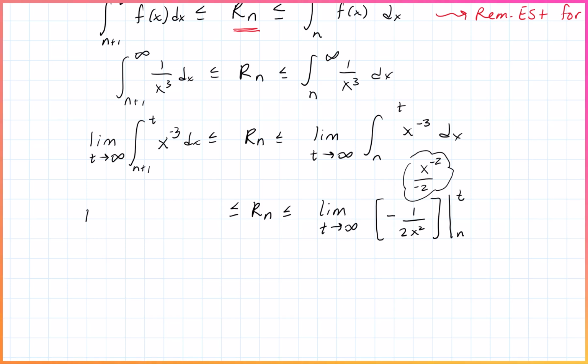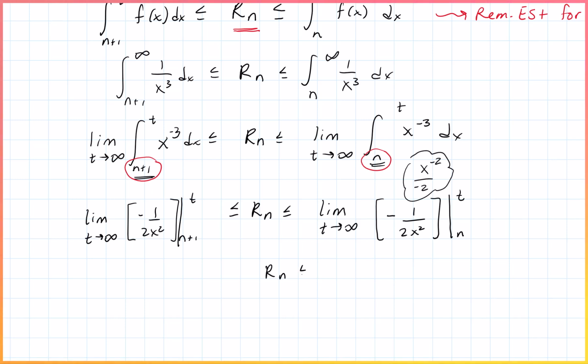Now this integral on the other side, we're doing kind of repetitive work right here, because the only difference on these two sides is where that lower bound is in the integral. So we're doing repetitive work, so I'll just rewrite it: -1/(2x^2), and we're evaluating it from n plus 1 to t.